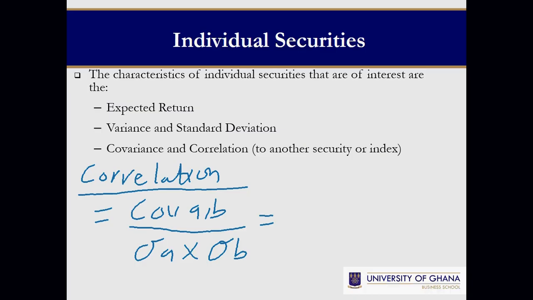So, for example, in the previous one, we got the covariance to be 12, right? Let's just assume that after solving, the standard deviation for A was 3, and the standard deviation for B was, let's say, 2. So we are getting 12 over 6, which is equal to 2, right?